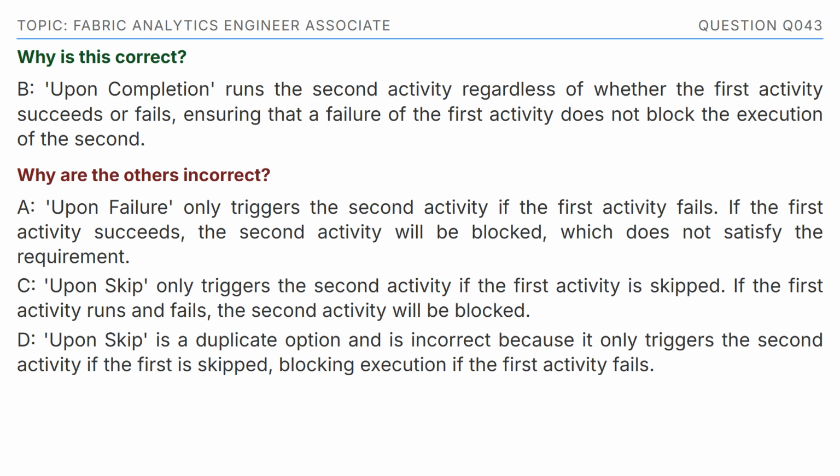Why are the others incorrect? A, upon failure only triggers the second activity if the first activity fails. If the first activity succeeds, the second activity will be blocked, which does not satisfy the requirement. C, upon skip only triggers the second activity if the first activity is skipped. If the first activity runs and fails, the second activity will be blocked. D, upon skip is a duplicate option and is incorrect because it only triggers the second activity if the first is skipped, blocking execution if the first activity fails.